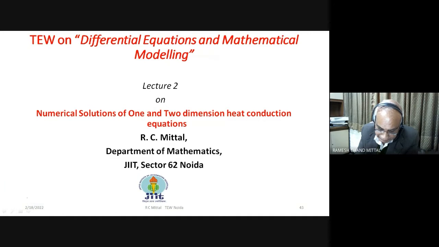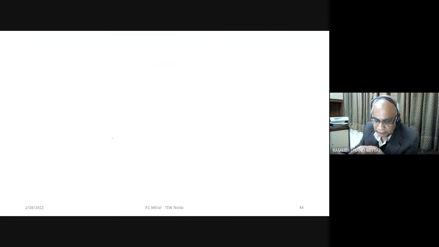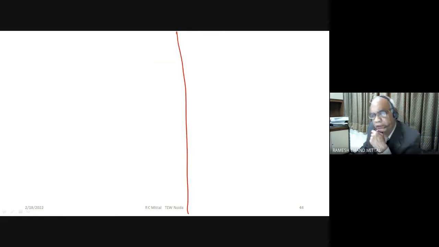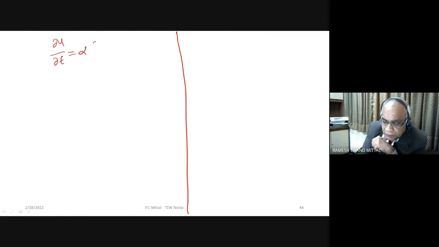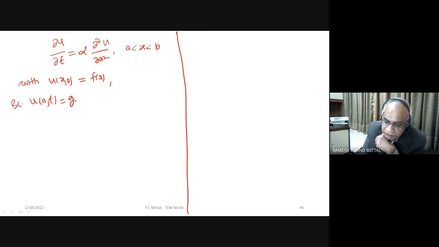So today I will talk about finite difference solution of one and two dimensional heat conduction equation. These heat conduction equations are, as you understand, parabolic equations, and they occur in many real life applications. I am given du/dt equal to alpha d2u/dx2, where x lies in some interval a to b, with u(x,0) equal to f(x), and boundary conditions u(a,t) equal to g1(t) and u(b,t) equal to g2(t).